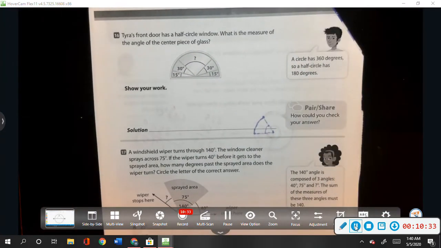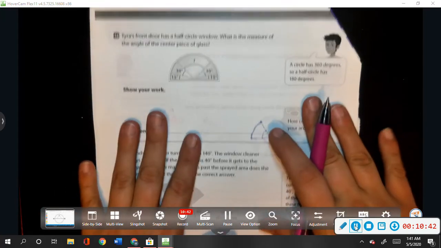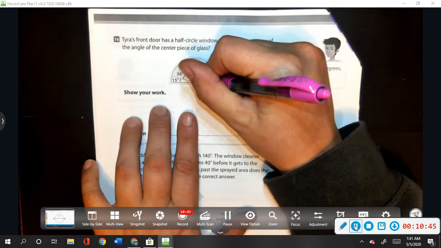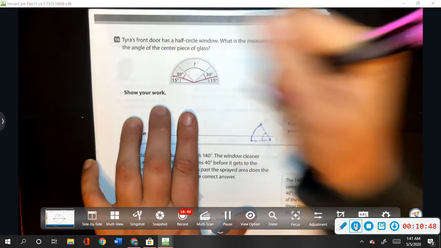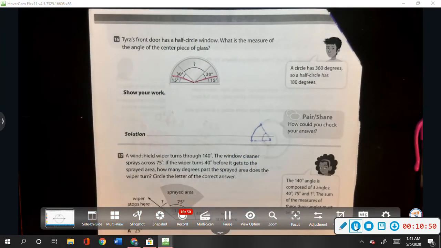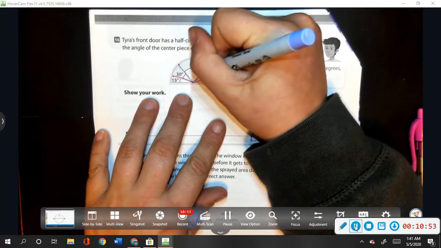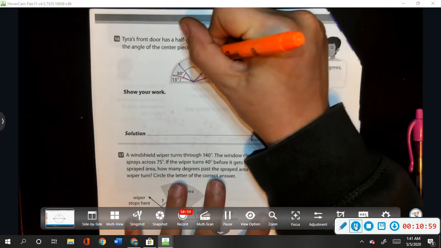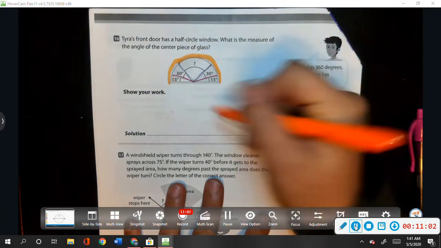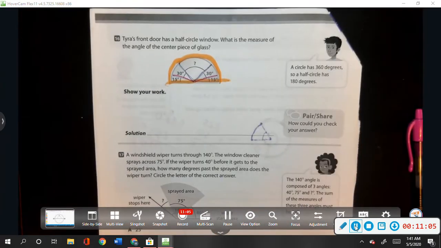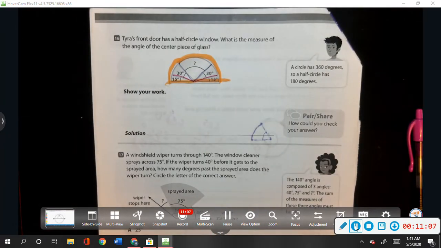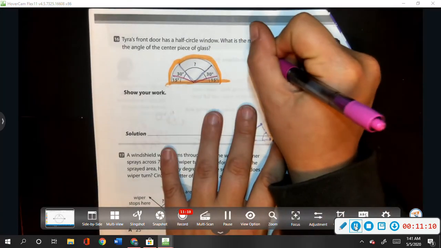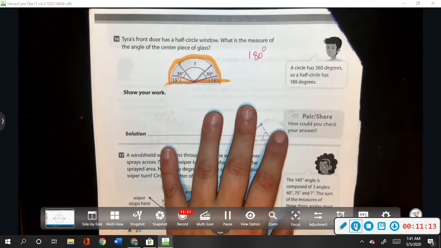Alright, number 16. Tyra's front door has a half-circle window. What is the measure of the angle of the center piece of the glass? So, we have two 15-degree angles and two 30-degree angles. And if you look at the bigger picture, these angles are comprised of one large angle, this straight line, which is how many degrees? 180 degrees. So we're going to go ahead and write our big angle as 180 degrees.